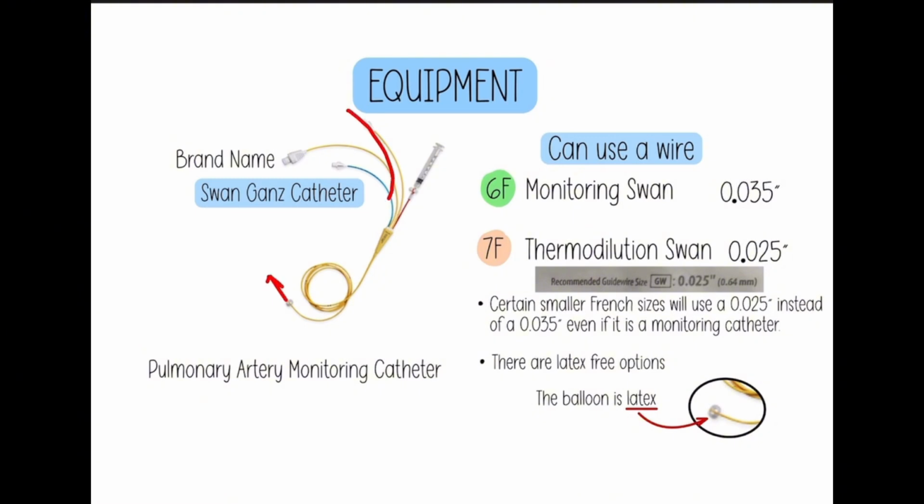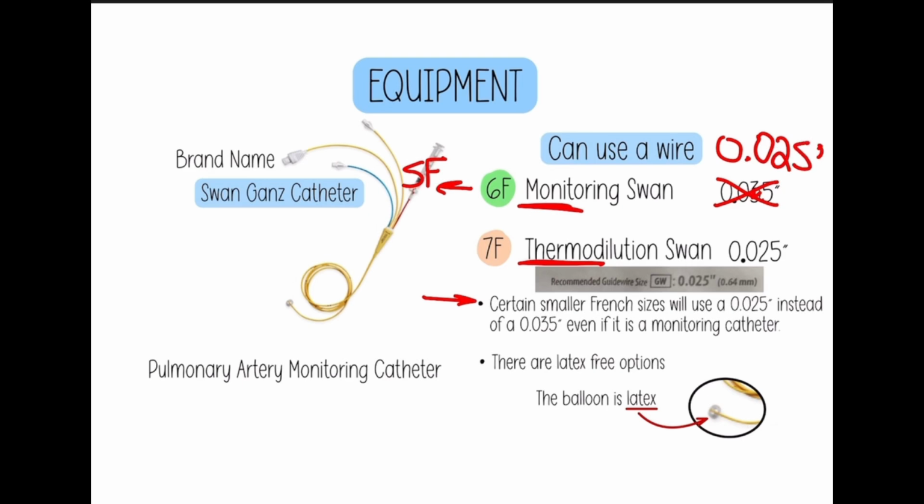It goes in here in the yellow and it comes out the distal end. If you notice, it will say on the package what the recommended guide wire size is. So I just took this one off a 7 French Swan Ganz and it does say an 025 inch wire, which is correct. Certain smaller French sizes don't always assume if it's a TD or if it's monitoring what it's going to take. I believe the smaller French sizes of the monitoring Swan actually use an 025 wire. So make sure that you double check that before you decide what wire you are dropping.